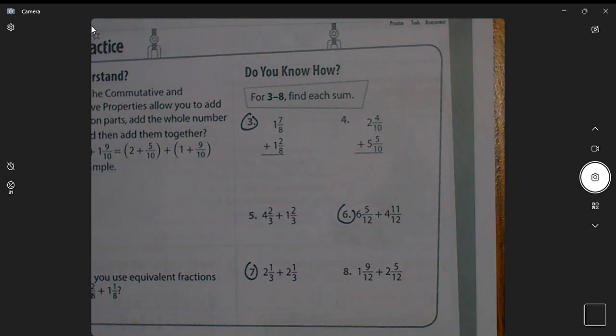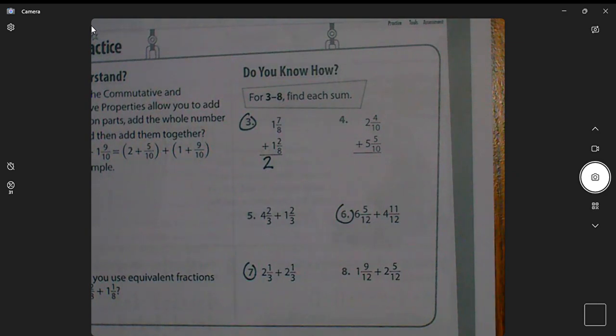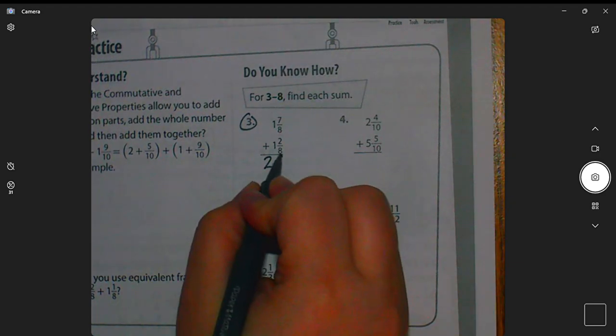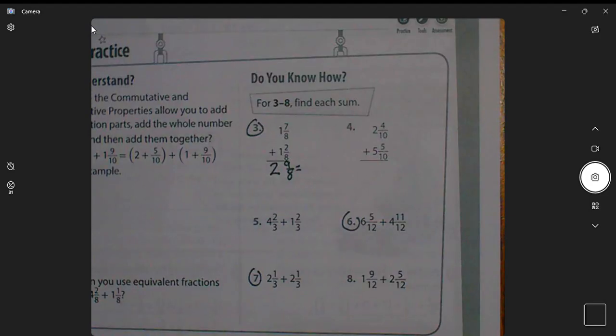Step 1, add the whole numbers. 1 plus 1 is? Yeah, it's 2. 7/8 plus 2/8 equals how much? You're right, 9/8. Very good. I can't leave it this way because 9/8, the 9 is too big. It's too great. My number has to be 8 or less.